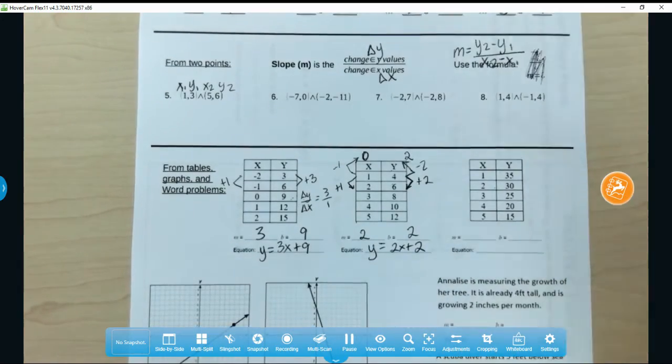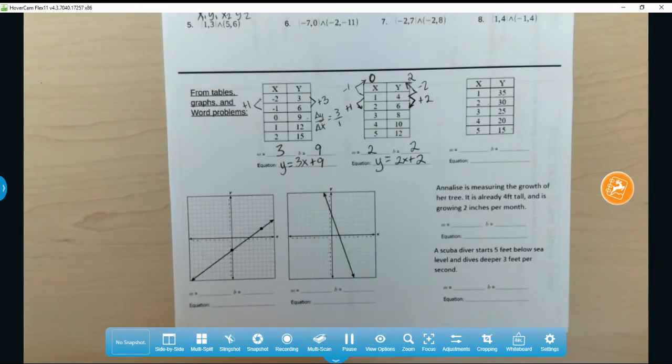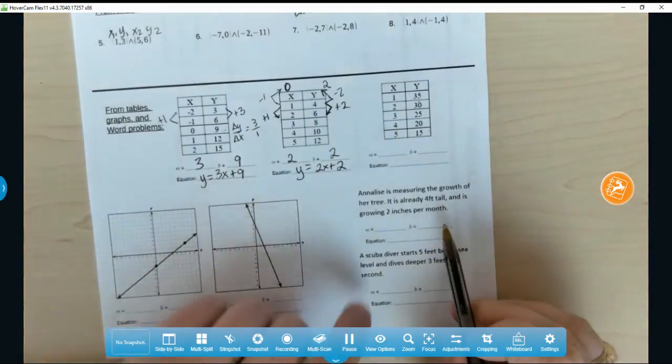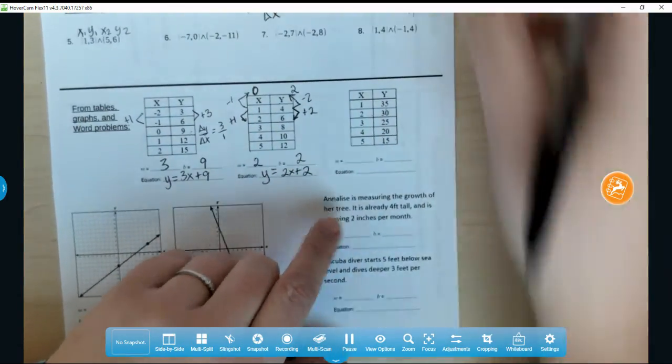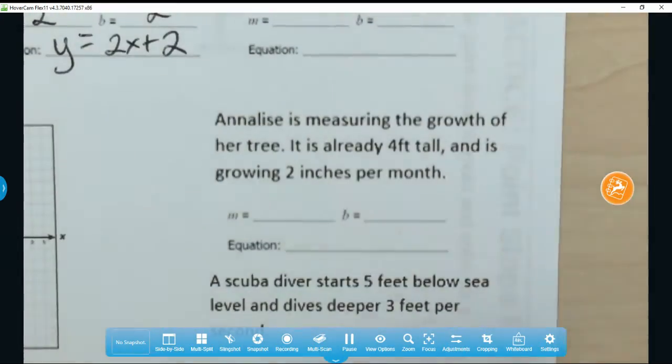Same concept when you get to all these other types of problems. The table, pick 2 points, find the slope, and either see the pattern to get the y-intercept or use those steps that we used before. Same thing with the graphs. When you're reading problems like we have down here, you want to pick apart what is the slope and what is your starting point or your y-intercept.